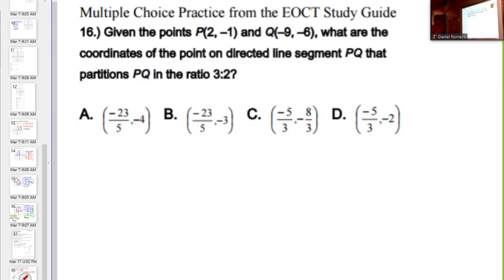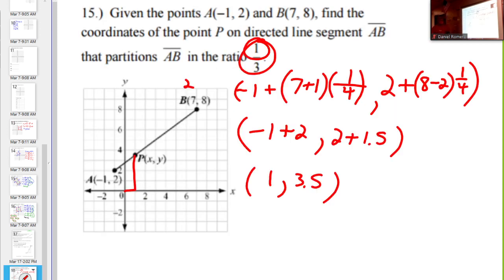Here, let's do this last one together. We finally made it to the end. Given these points, what are the coordinates of the point that partition it to a ratio of 3 to 2? Okay? The last one? No, I said this is the last one.